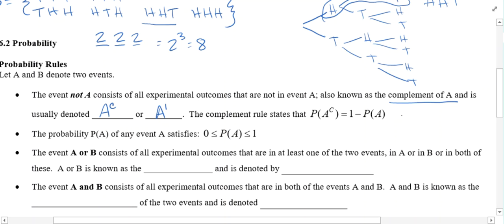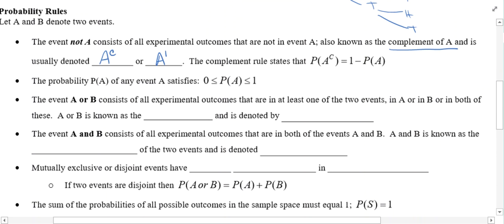Probability of A has to be between 0 and 1. Probabilities are all between 0 and 1. The event A or B consists of experimental outcomes in at least one of the two events. It could be in A, it could be in B, or it could be in both. A or B is known as the union, and it's denoted, like in set notation, as A union B. So you do need to know these notations. So that's for your or.